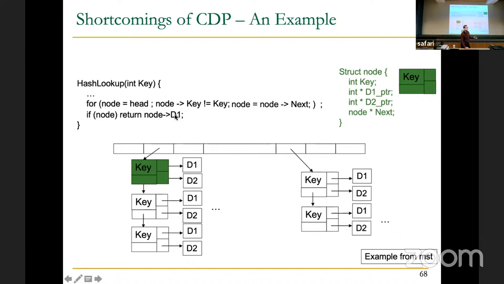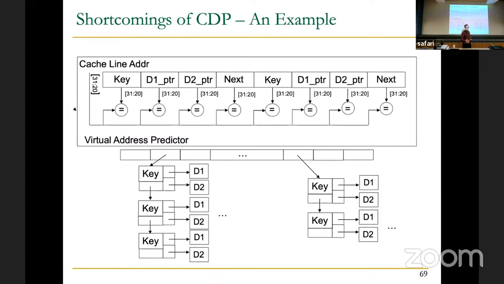So that's the idea, basically. By looking at the structure of the program or by profiling the program, you can figure out which pointers are more likely to be used. And okay, there's some animation issues over here, which I couldn't fix, but let's take a look at content-directed prefetching. This is the layout of these nodes over here. Key, data one pointer, data two pointer, and then next pointer, next key, basically. And then the key, data one pointer, data two pointer, and the next pointer.